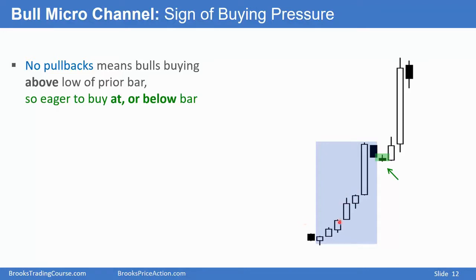Remember, bulls were buying at the high of all of these bars, so they're buying on the close of all of these bars, certainly above the low of the prior bar. Now they're finally getting a chance to buy at the low of the prior bar. A lot of bulls will take it, and they'll get filled right there.